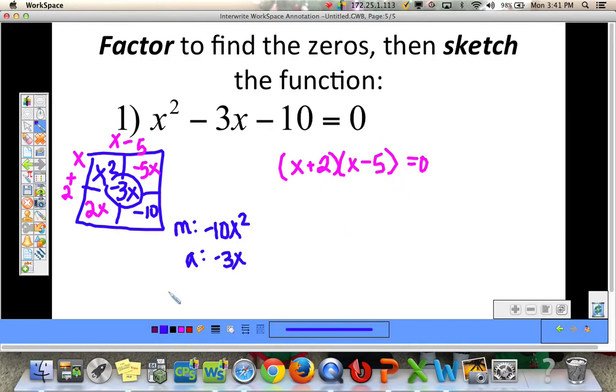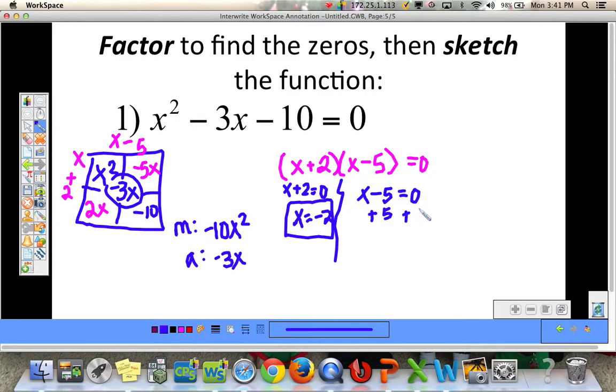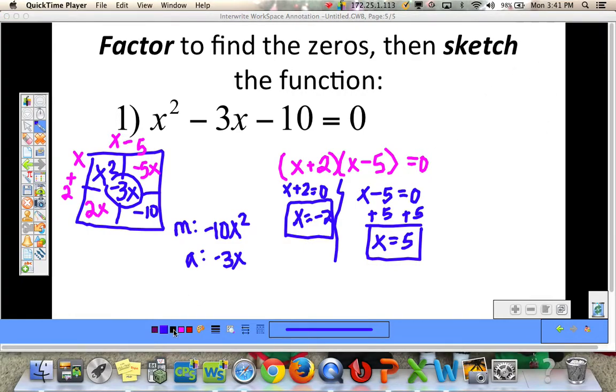All right, let's solve. Well, for this right here, this whole thing can be 0. If x plus 2 equals 0, x can be negative 2. If x is negative 2, the whole thing will be 0. What makes this factor 0? Well, if we add 5 to each side, if x is 5, the whole thing will be 0 as well. So there's two answers here, and let's sketch this function.